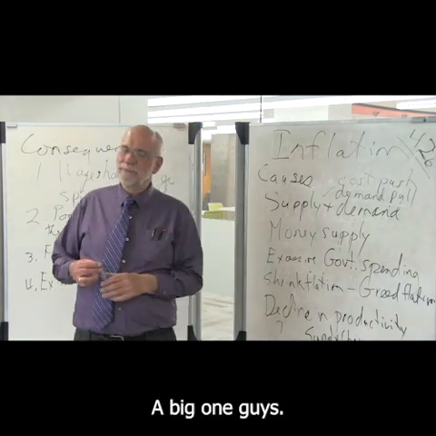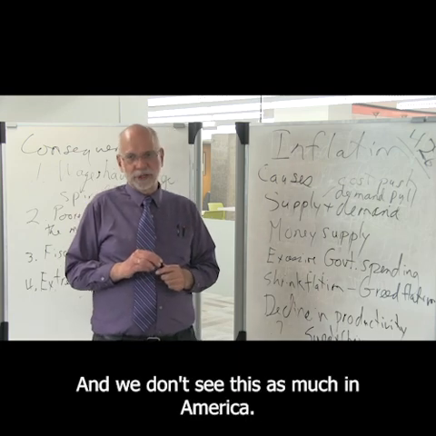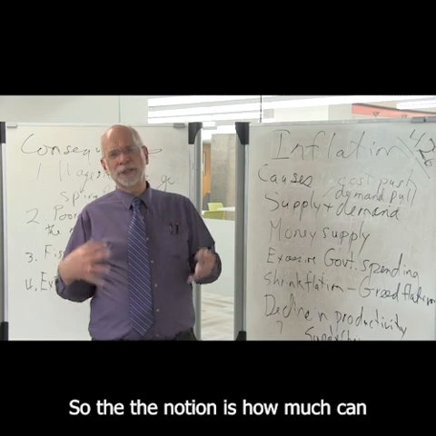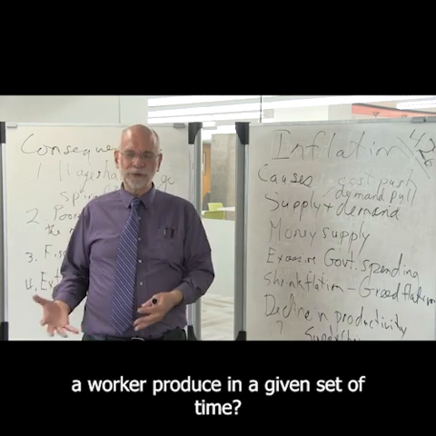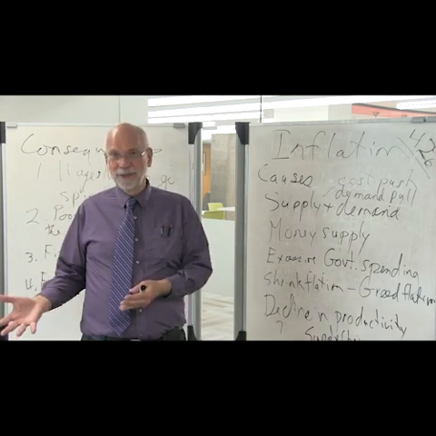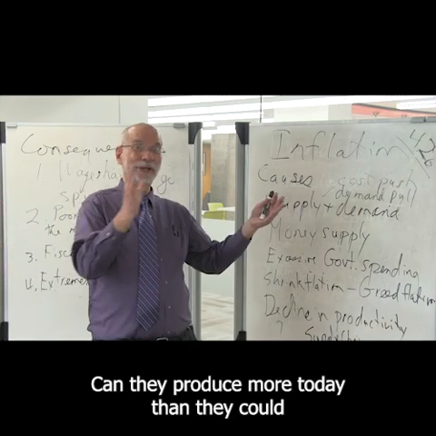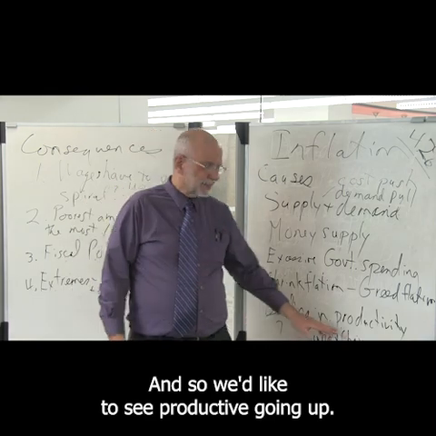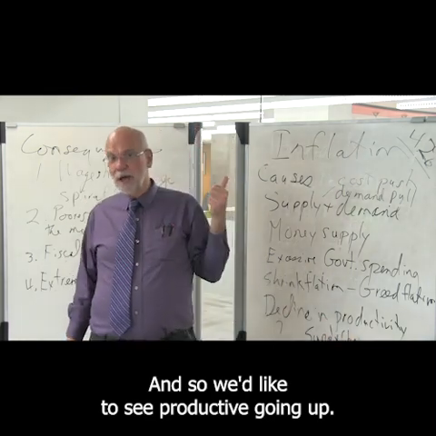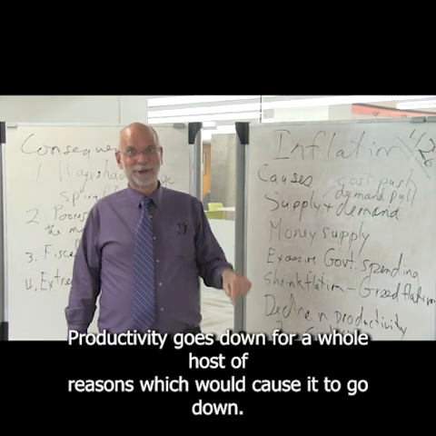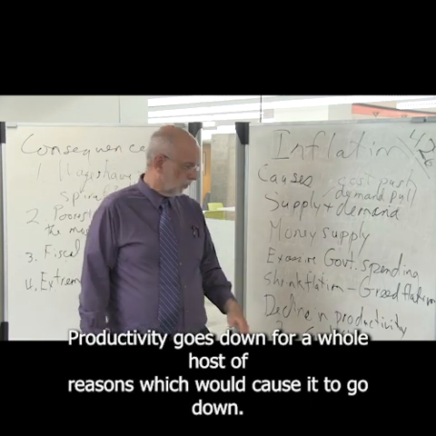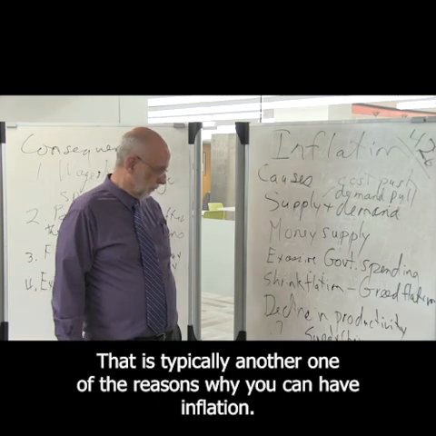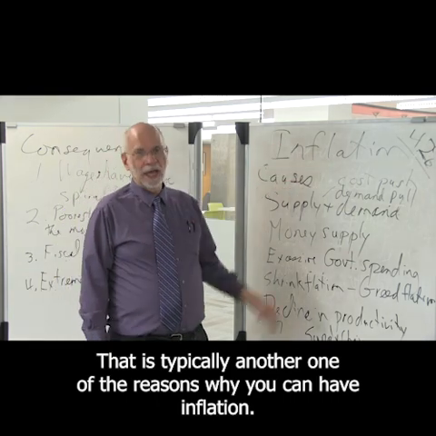A big one, guys, and we don't see this as much in America, we track productivity. So the notion is, how much can a worker produce in a given set of time? Can they produce more today than they could yesterday or last year, 10 years ago? And so we like to see productivity going up. Well, what happens if productivity goes down for a whole host of reasons which would cause it to go down? That is typically another one of the reasons why you can have inflation.